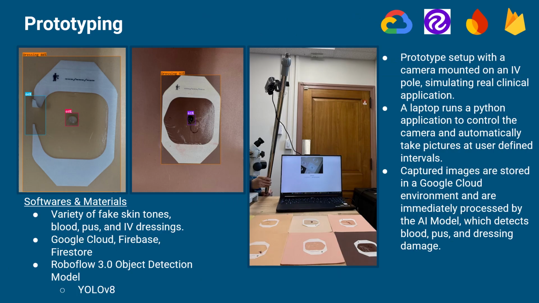Our solution to this problem involves the use of computer vision and object detection to automate the task of monitoring patients' dressing sites. By compiling a dataset curated from a variety of different skin tones, fake blood, pus, and different states of dressing site damage such as a peeled edge, thousands of images were taken at a variety of angles, lighting, and distances to train our model.